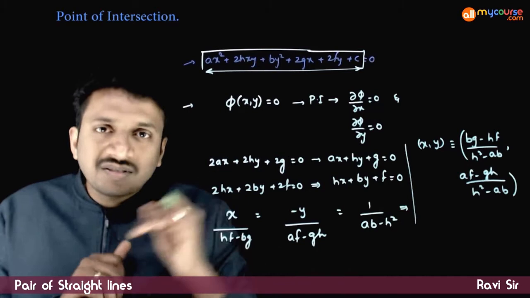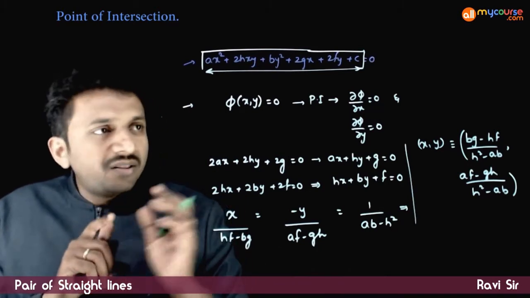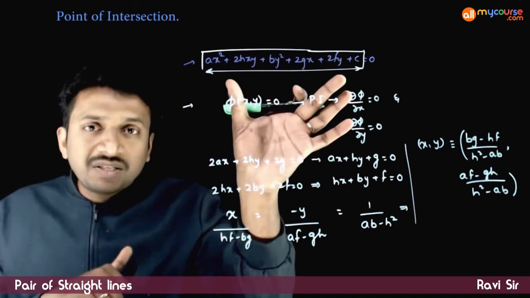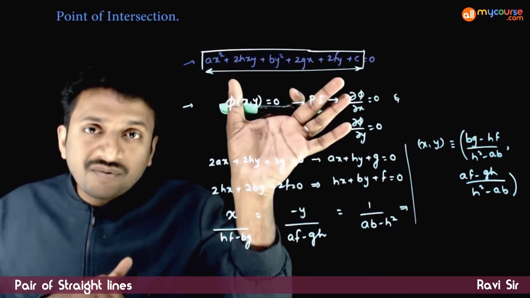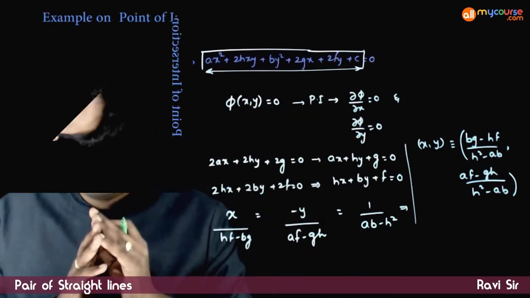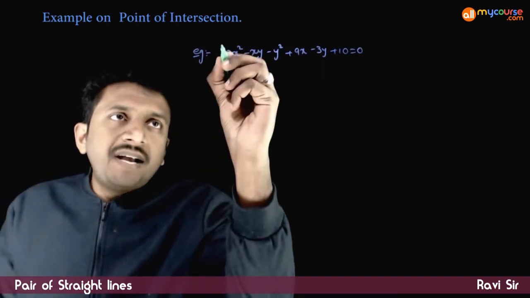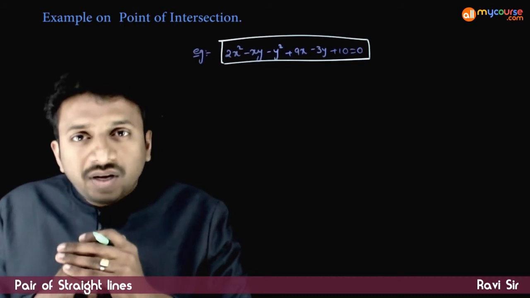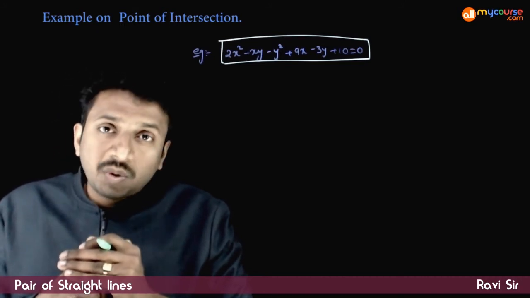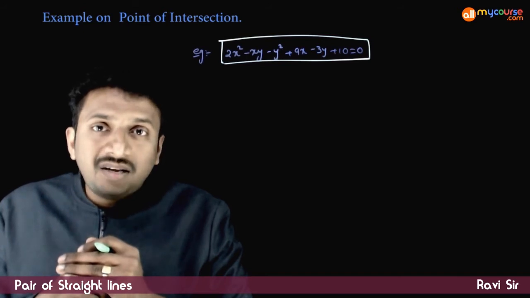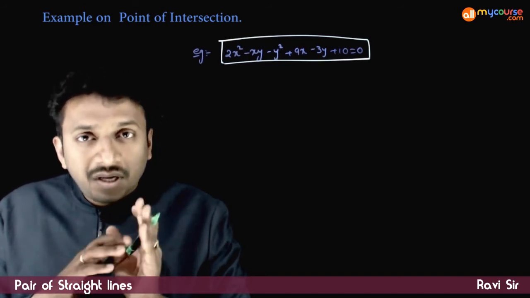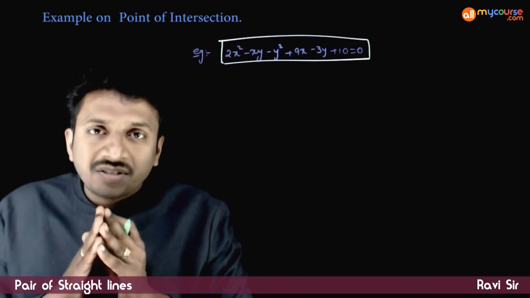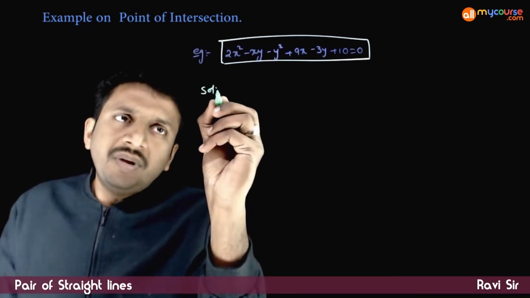You don't need to remember this explicitly, but you need to remember the process by which we can find the point of intersection. That is, by solving the partial differentials of this equation with respect to x and y. For example, if you are asked to find the point of intersection of this pair of lines, 2x square minus xy minus y square plus 9x minus 3y plus 10 is equal to 0. In the question, it is given that this is a pair of lines and you are asked to find the point of intersection. The process is very simple.